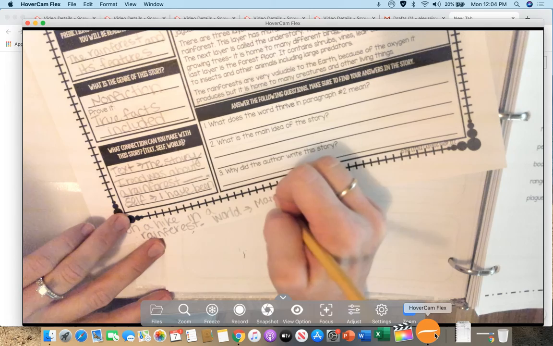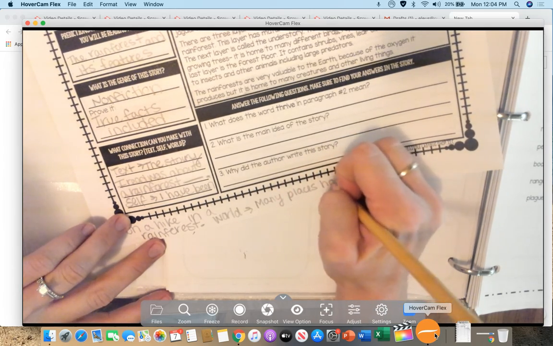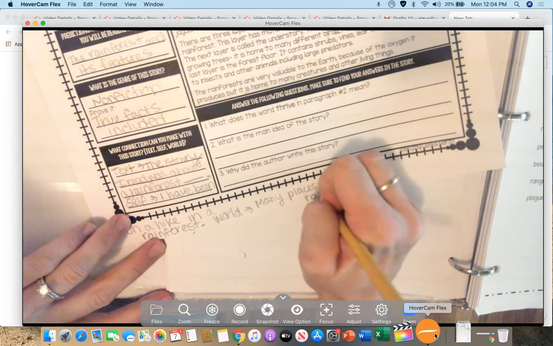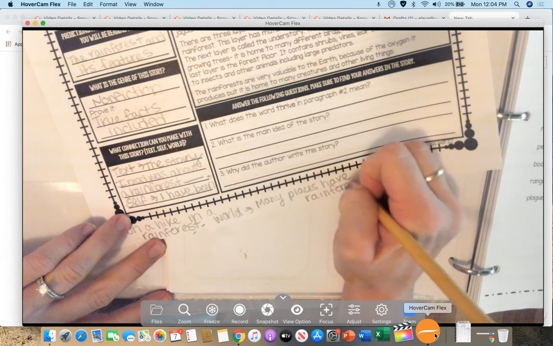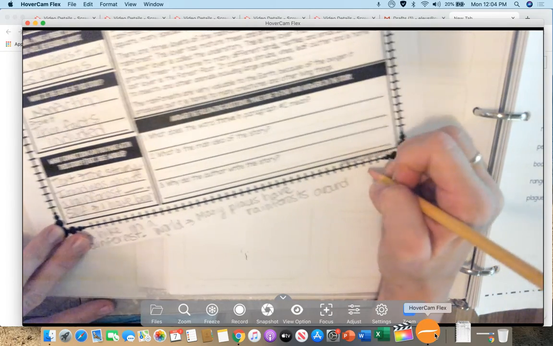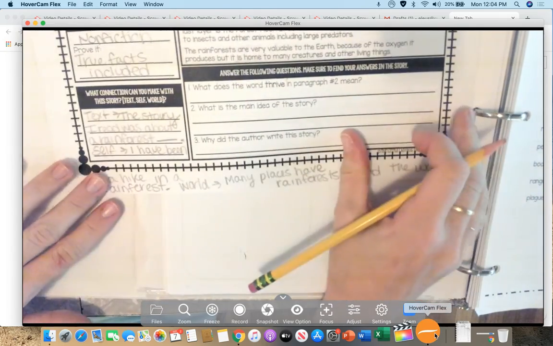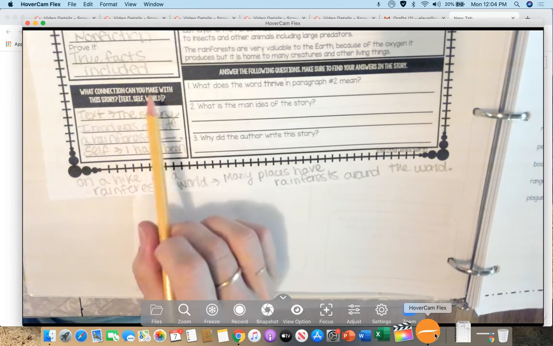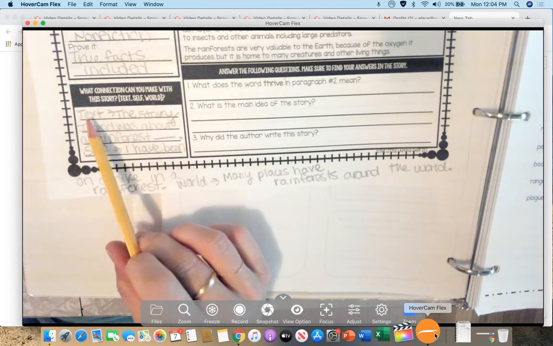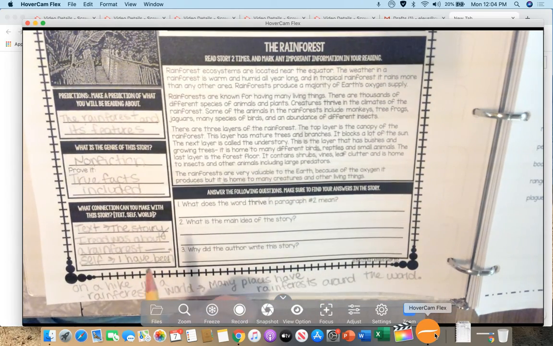Many places have rainforests around the world. It's so important to do this part of comprehension by connecting it to yourself, to another text, or to the world, because it just helps you understand more of the story and you connect with it. Okay, so now you're going to answer these questions. I'm going to let you answer this on your own.